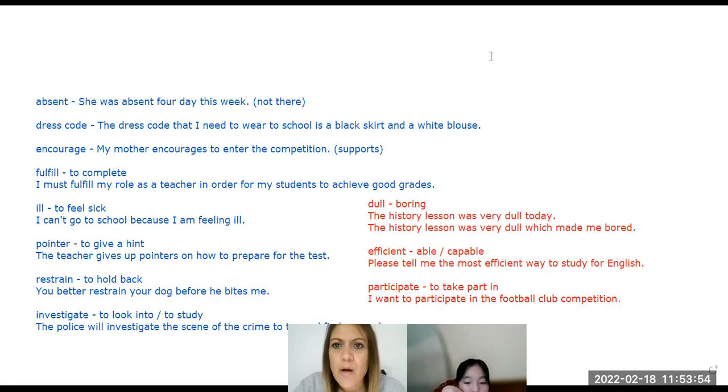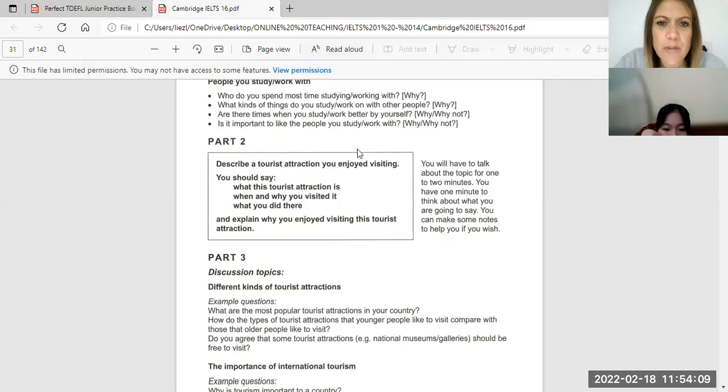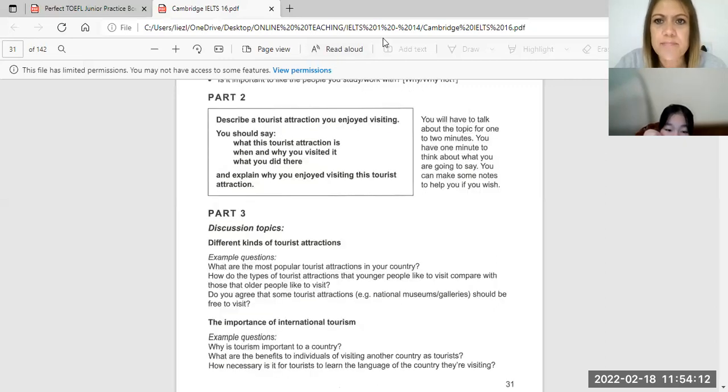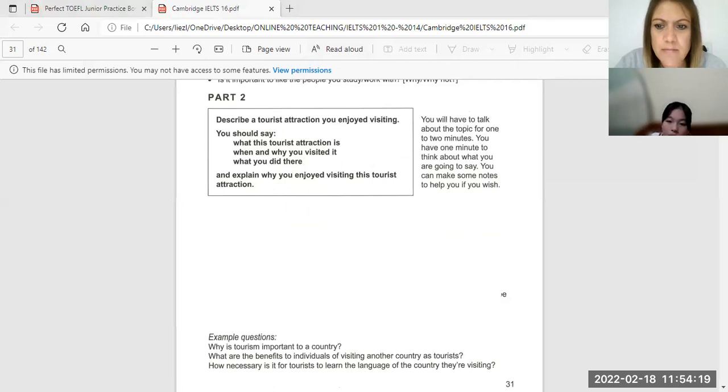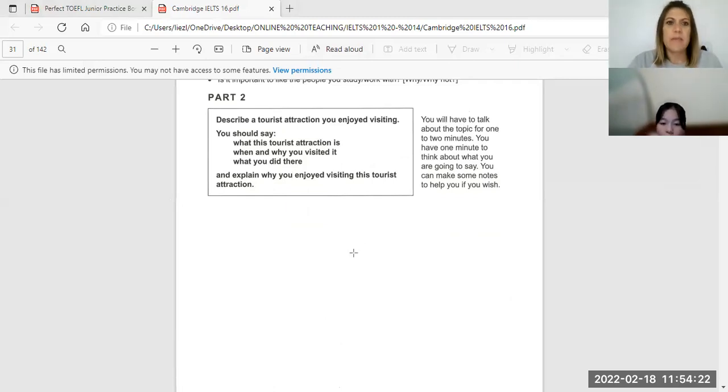Okay, let's go over to the IELTS. Okay, this is test one. We're going to focus on part two today. Describe the most tourist attraction you enjoyed visiting. What is a tourist attraction? Do you know?